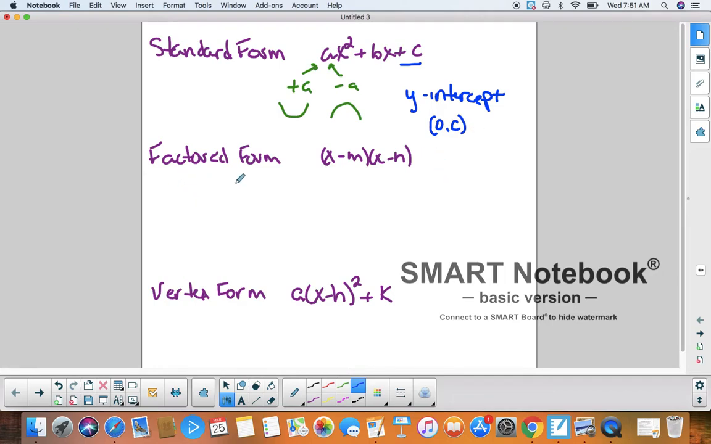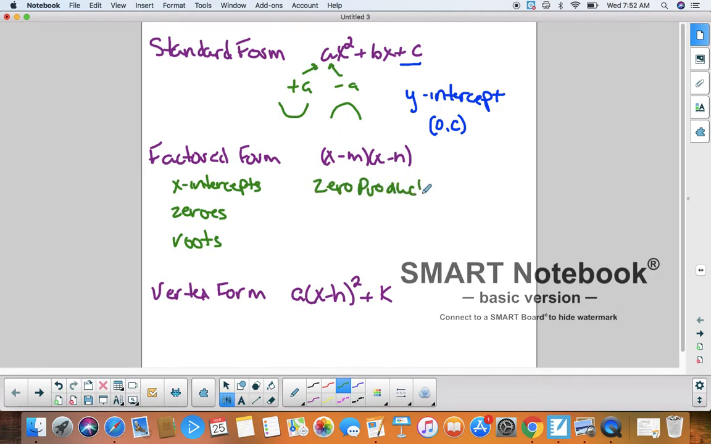Okay? Factored form. Factored form is what we used when we wanted to find where it crosses the x-axis. So we were using that to find our x-intercepts. The other words we used for x-intercepts were zeros or roots. It all means the same thing. The way we did that was using zero product property.